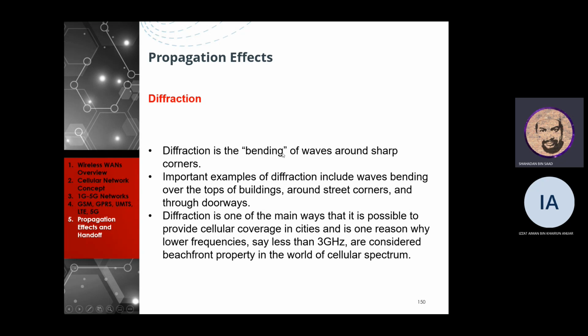Diffraction adalah bending of waves around shaped corners. Important example of diffraction include wave bending over the top of building, around street corner and through doorway. So diffraction is one of the main ways that is possible to provide coverage, cellular coverage, and is one reason why lower frequencies, say less than 3 GHz, are considered beach front property in the world of cellular spectrum.